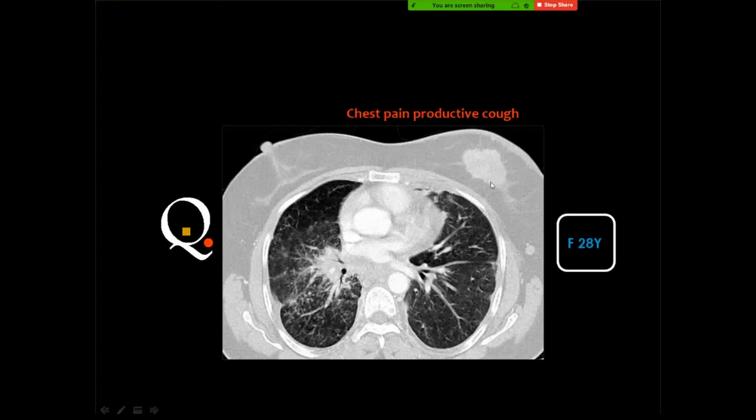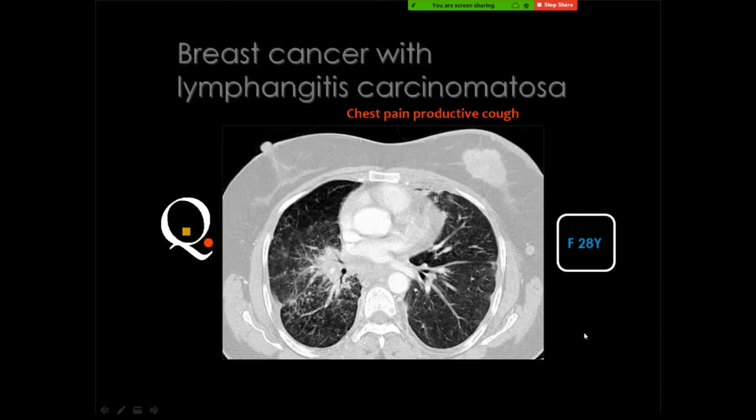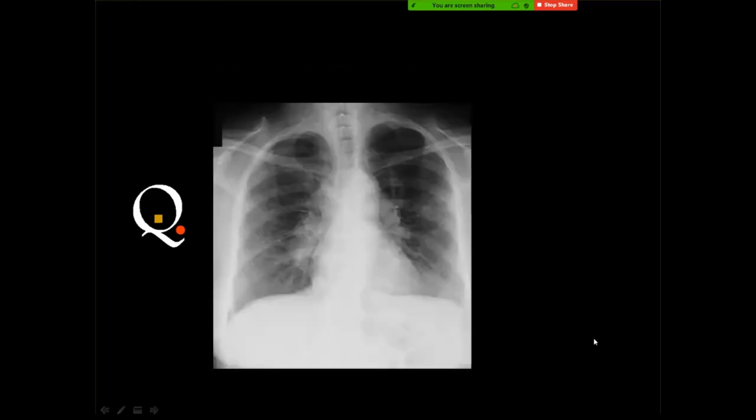And this is the breast cancer. I advise you that whenever you have a chest X-ray or a CT scan for a female patient, please look at the shadow of the breast. If it is present, it may contain a lesion. If it is removed, this is a sign of malignancy because the breast has been removed. The presence of this mass with a spiculated margin in the left breast, together with the skin thickening and the interstitial opacities, are diagnostic of lymphangitis carcinomatosa.